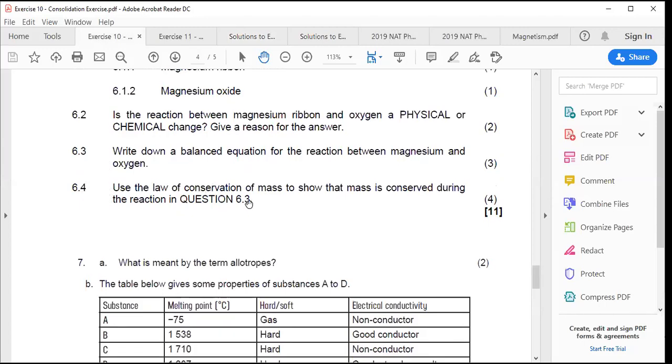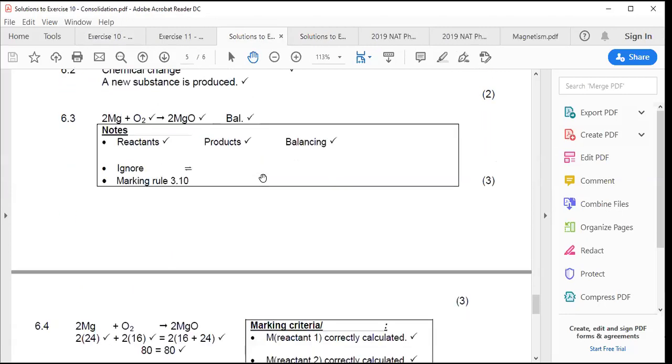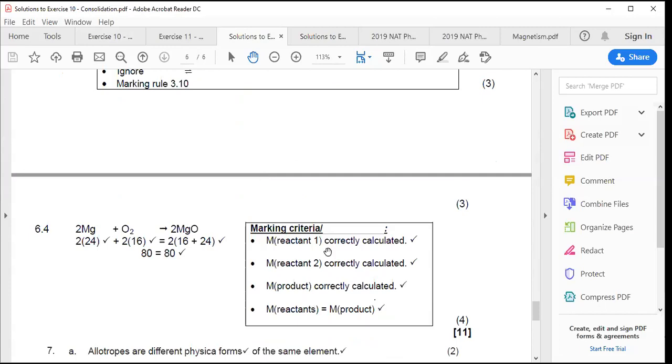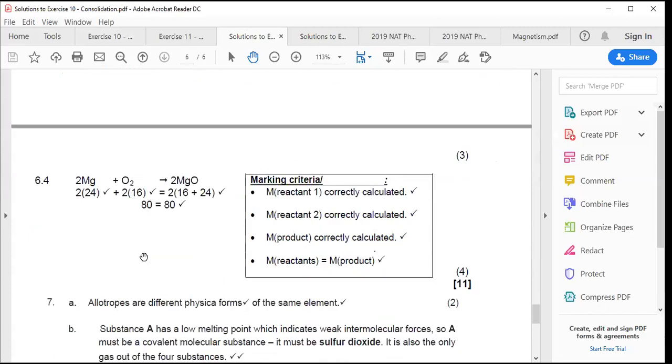6.4, use the law of conservation of mass to show that mass is conserved during the reaction in 6.3. So we need the conservation of mass. What are you going to do here? You have to calculate the mass for the reactants and the mass for the product.